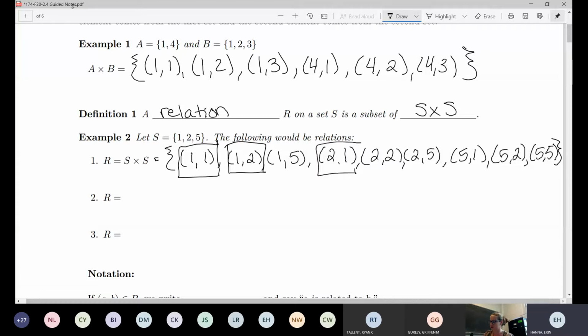Now (2,1) would be considered a completely different element because the order here actually matters. So (2,1) versus (1,2), that's not the same thing. It's not like we're repeating that. It's a different order, so it's a completely different element. It's because they're together with the comma.